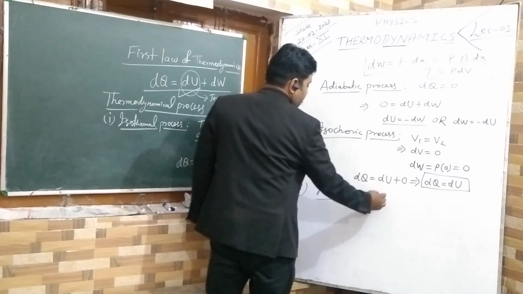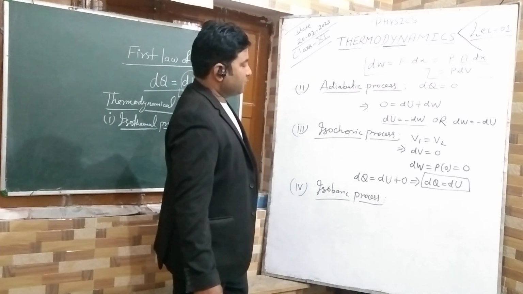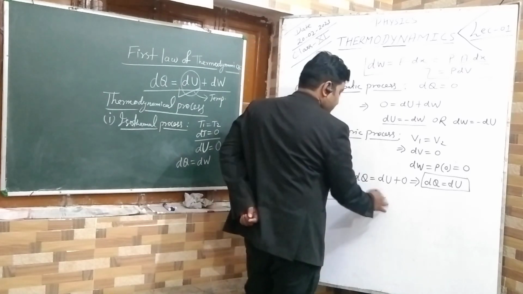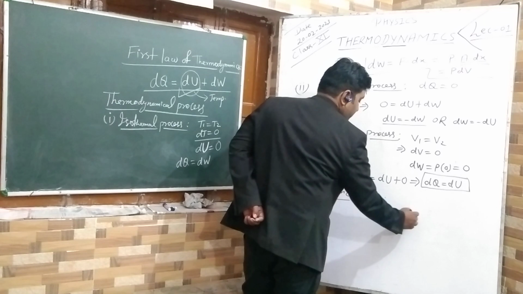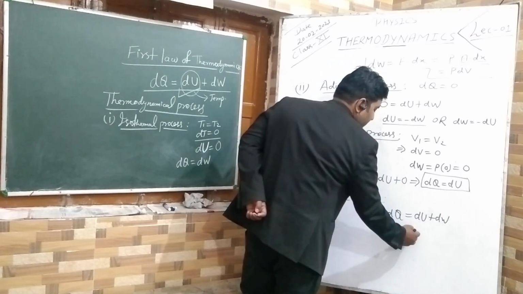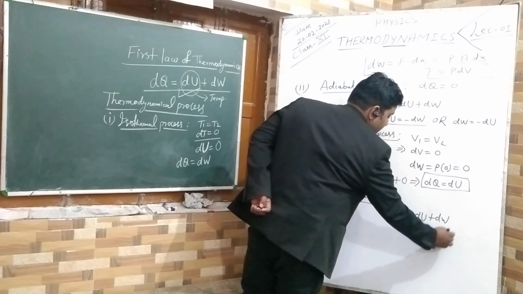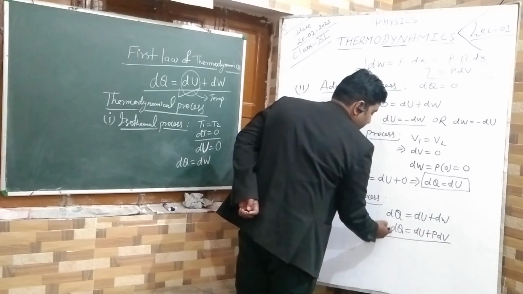In an isobaric process, there is always a concept of work done. So the first law of thermodynamics, in a very simple way: dQ is equal to dU plus dW, that is equal to dU plus P dV. This is the formula for dQ.